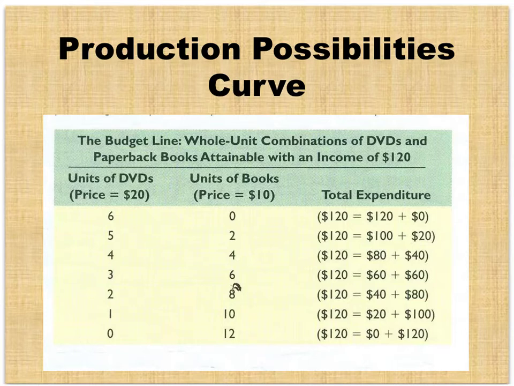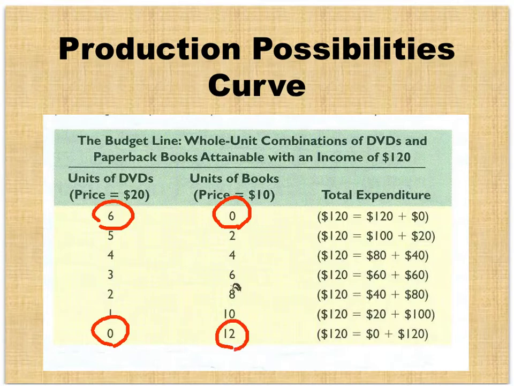And this chart here shows the 7 possible combinations. Up here with 6 DVDs, and they cost $20, so that would leave you $0 for books. So 6 DVDs and 0 books. Or any other possible combinations down to 0 DVDs, devoting your entire $120 to books, which would give you 12 books.